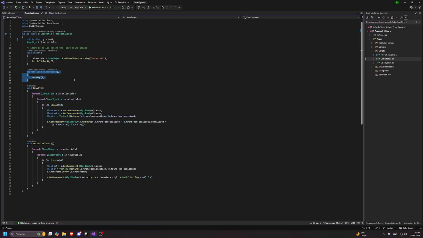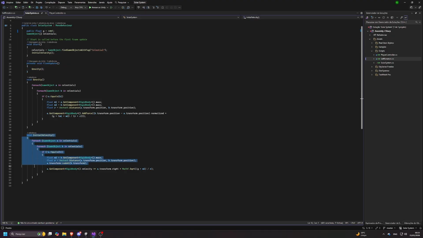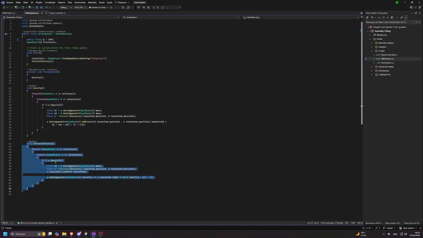FixedUpdate is used because gravity is part of the physics system. At every physics step, it calls Gravity to keep updating the attraction between the celestial bodies. The InitialVelocity method gives each celestial body an initial sideways movement. In short, this script combines continuous gravitational force with the initial lateral velocity to create the orbital movements of the planets in the simulation.